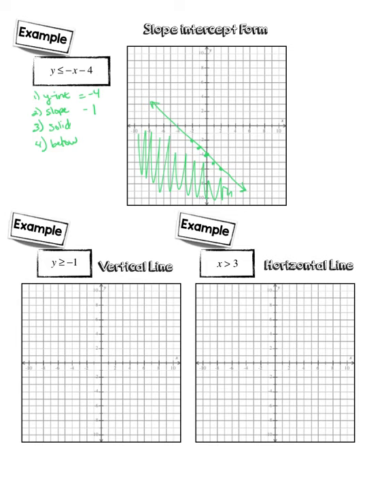If you're not sure if you're going to shade above or below, I like to use a test point. And my test point, I'm going to put it up here. My test point is always 0, 0, because 0, 0 is easy. And so let me show you what I'm going to do. I'm not sure. Did I shade it right? Well, let's look at 0, 0. I'm going to plug it in. 0 is less than or equal to negative 0 minus 4. Do the math. 0 is less than or equal to negative 4. Is 0 less than negative 4?